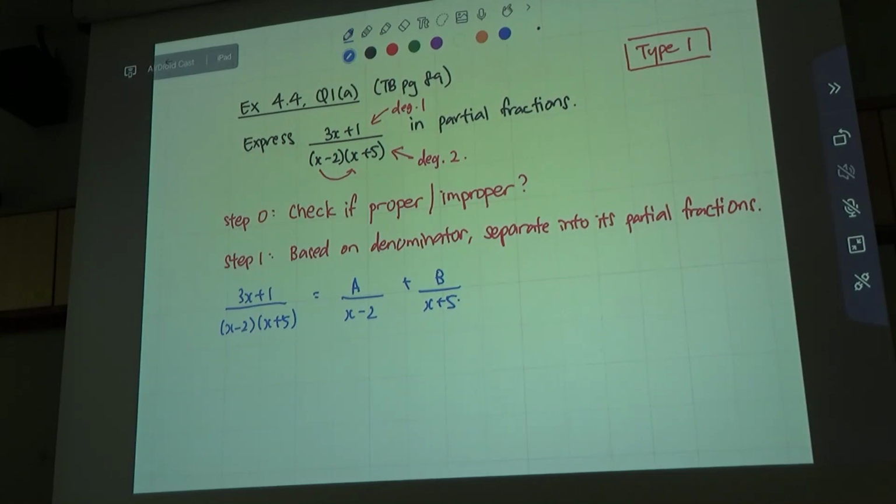Okay, so this is the first step you must do. And why is it that it is going to split out into these two fractions? It is because the denominators are both linear. So x minus 2 will give me this, and then my x plus 5 will give me this. And we always put a plus.